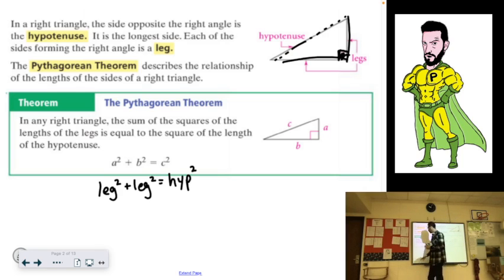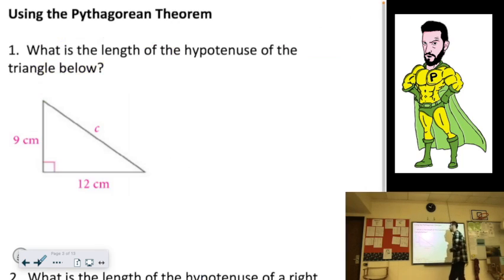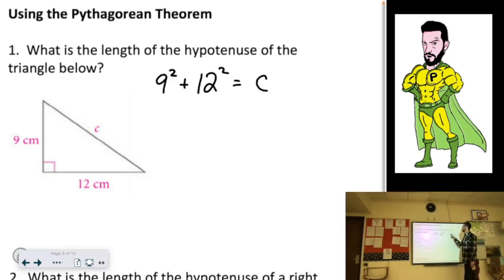Now let's actually start working with this formula. What is the length of the hypotenuse of the triangle below? We are given two legs. It doesn't matter which one you write first. But every time we have to take the legs, square them, and add them together. So we're going to do 9 squared plus 12 squared. And we're going to set that equal to our hypotenuse, c squared.